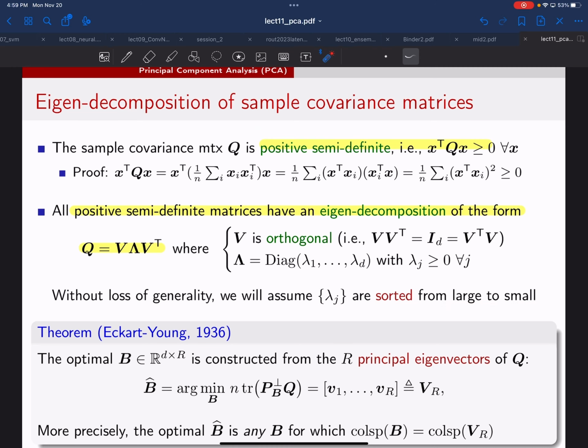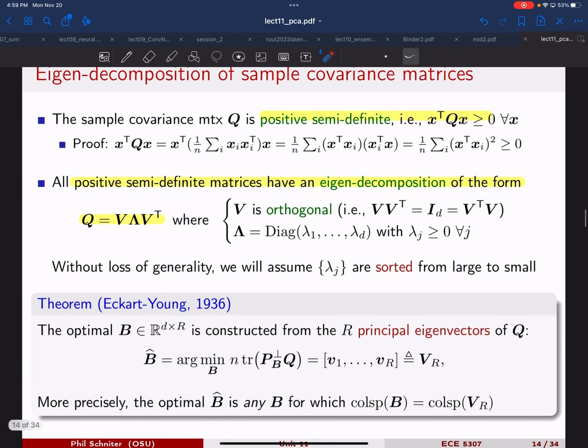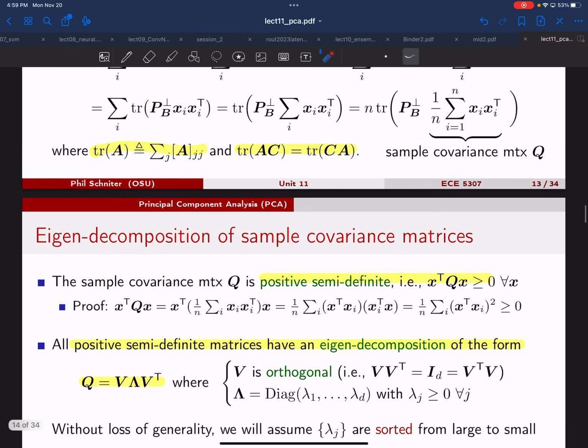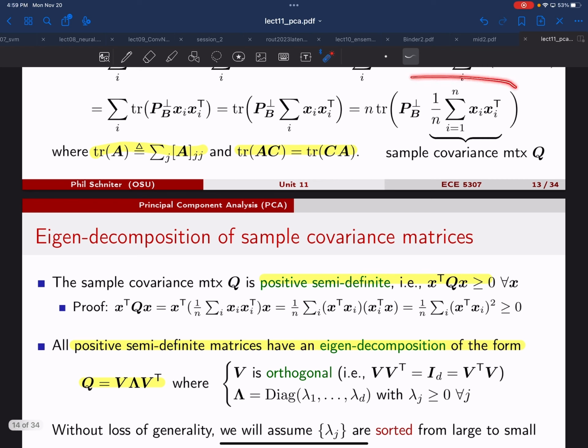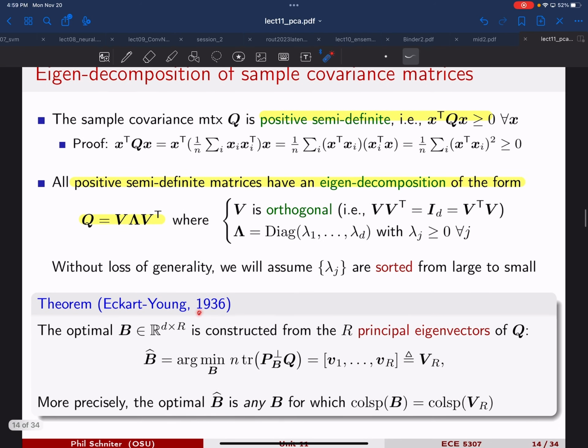Okay, so the theorem now, we're ready to state it. This is where we are. We're trying to optimize this, the trace of P_B perp Q. This theorem was proven in 1936, that if you solve this, you can solve it using the r principal, or most important, eigenvectors of Q. So we're stacking those eigenvectors to make a matrix, calling that matrix capital V. That is the optimal dictionary, the thing that minimizes this.